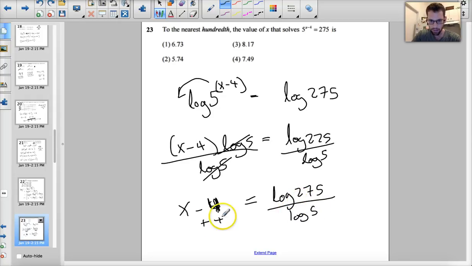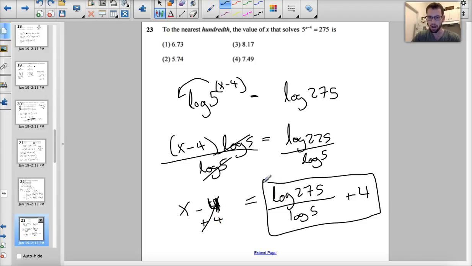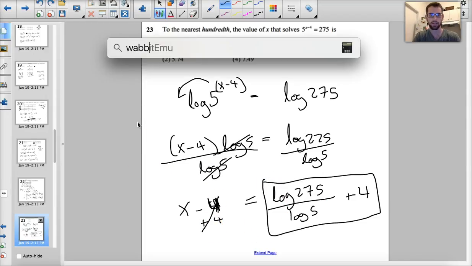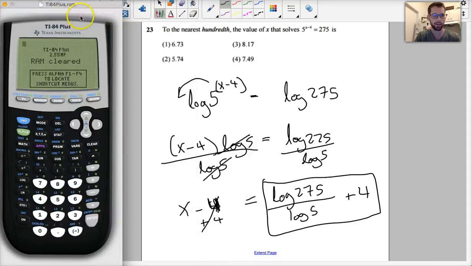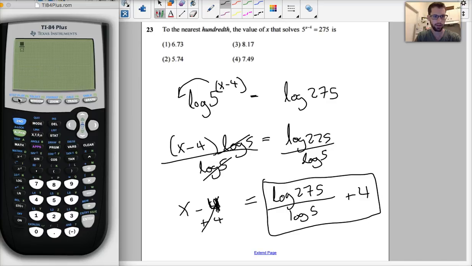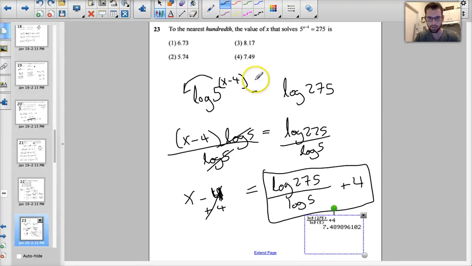Then I'm going to add 4 to both sides. And that's my answer, right here. I'm going to plug it into a calculator and let that do the work for me. So if I open up my calculator, I'm going to get log 275, close my parentheses, over log 5, close my parentheses, plus 4, and it gives me this. So I'm just going to put that down there, and that approximately equals 7.49, 7 and 49 hundredths.